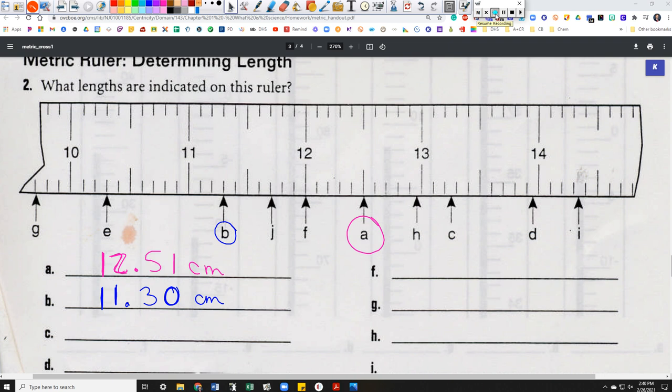I got 13.26. Okay. Anybody disagree with that? If you put 0.25, is that still appropriate? Absolutely. Okay. But 13.2 is for sure. The 6 is the guesstimate. Very good. Okay. Anthony, what about D?